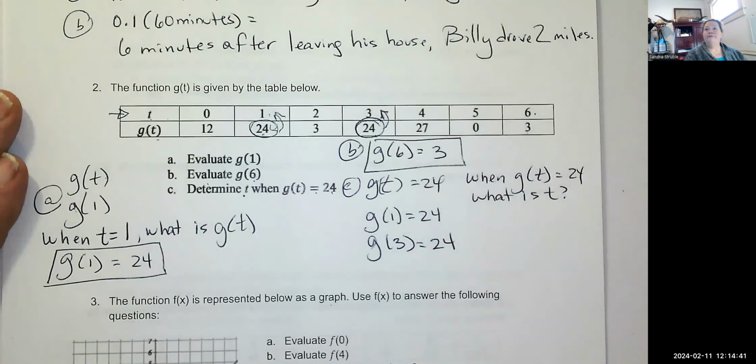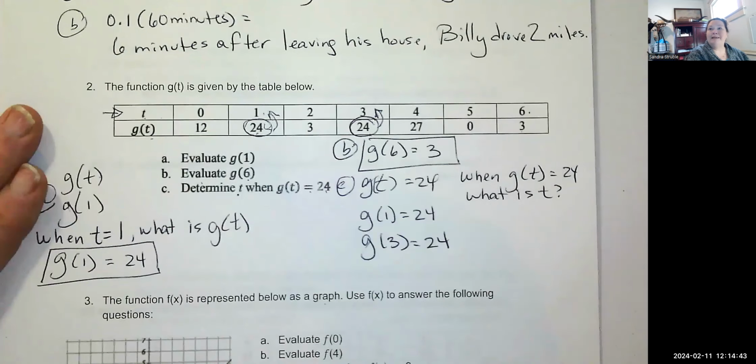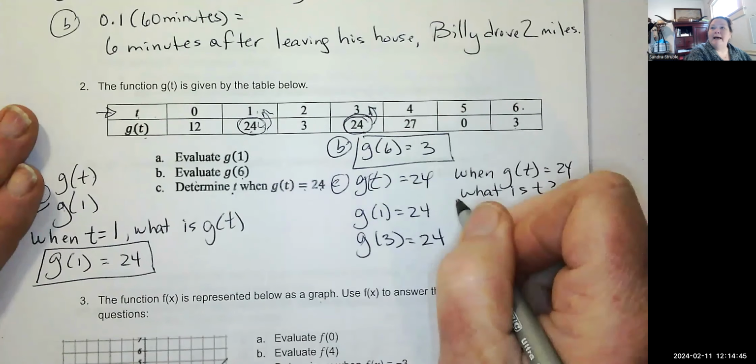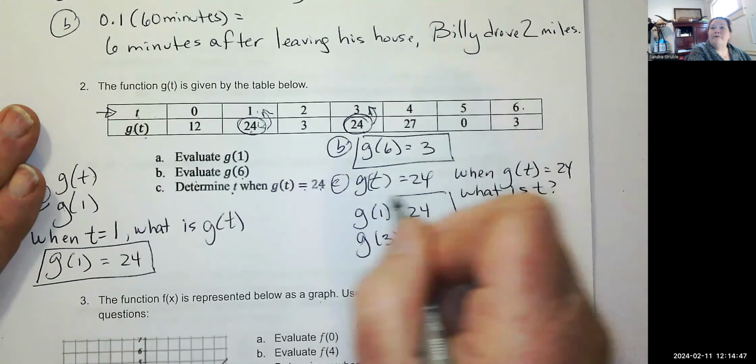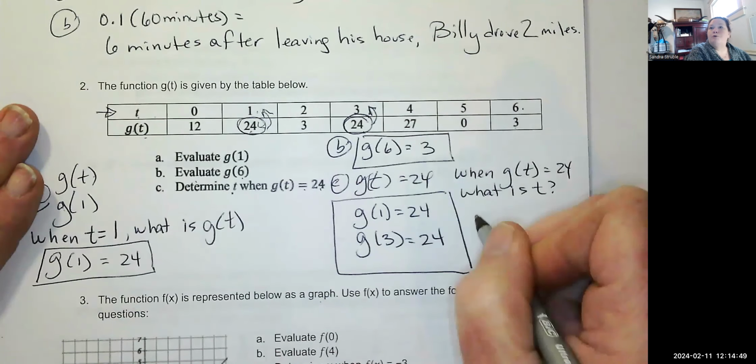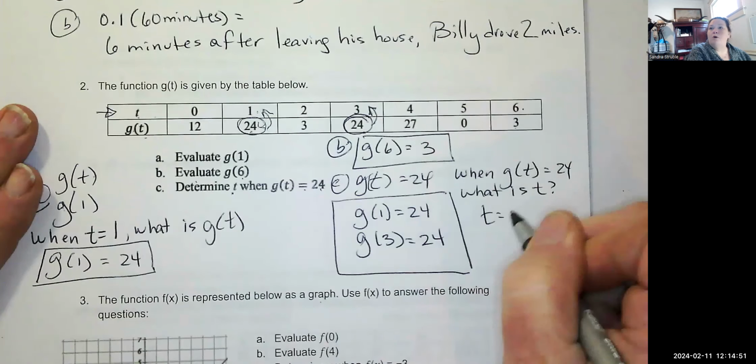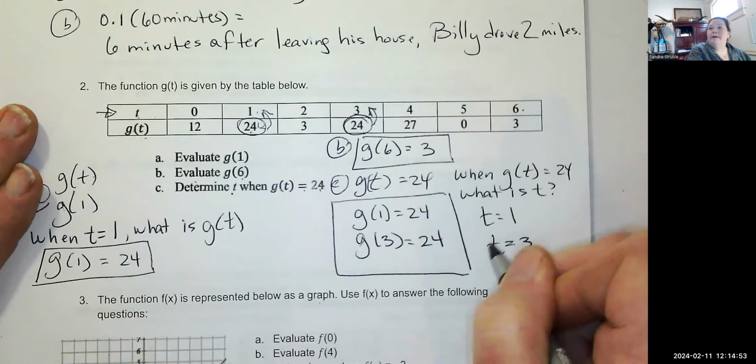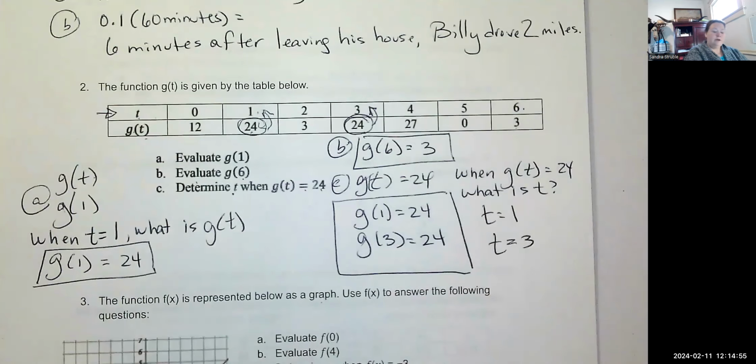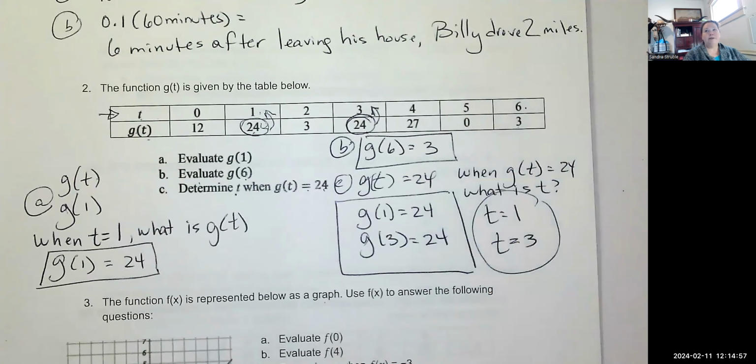If you didn't put it in function format, that's okay. But the other thing you would have to write instead is you would need to either provide this for your answer, or you would need to say that t is equal to 1 and t is equal to 3. I would accept either one of those sets of answers. I don't require both, just one.